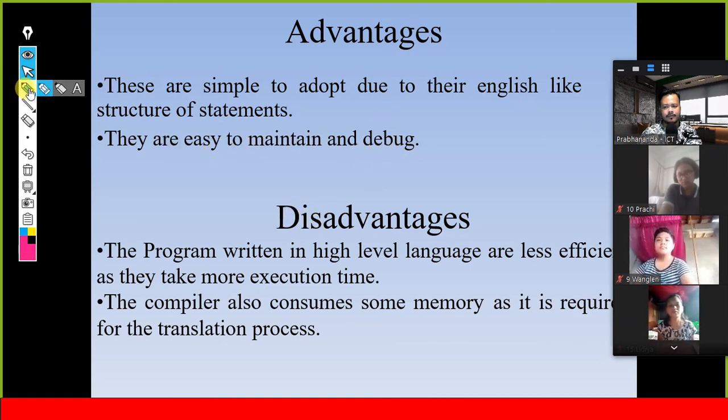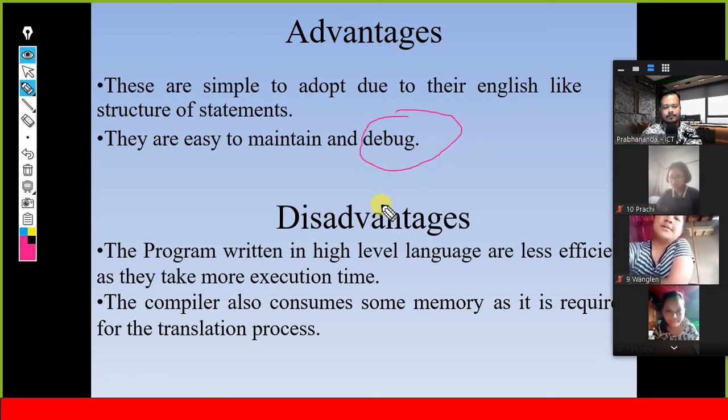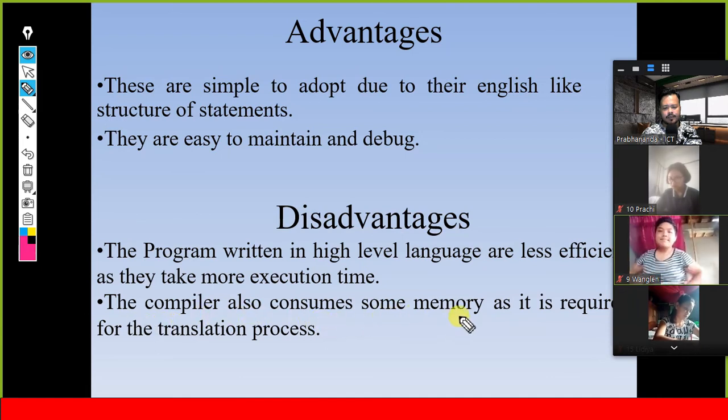What is meant by debug? Correction of error. Okay. Disadvantage: the programs written in high-level language are less efficient as they take more execution time. The compiler also consumes some memory as it is required for the translation process.